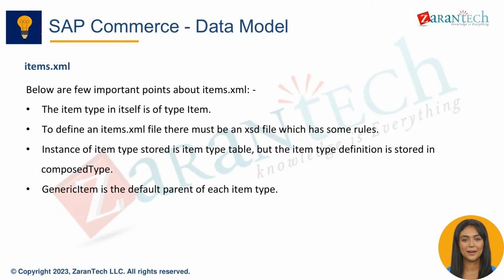Some key points about items.xml. The item type itself extends item. An XSD file defines the rules. Item type instances go into the items table. Item type definitions go into composed type. Generic item is the default parent for item types. This provides a standardized structure.